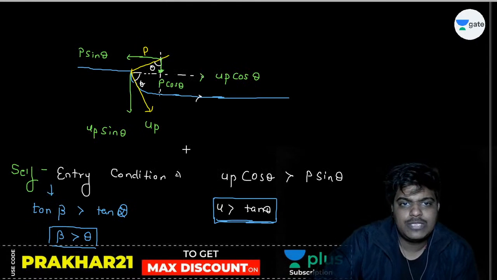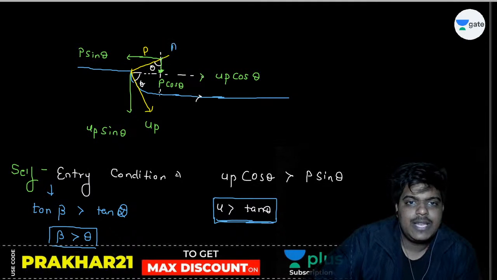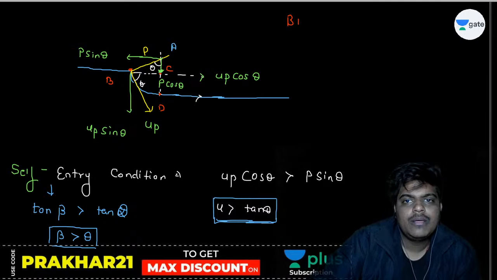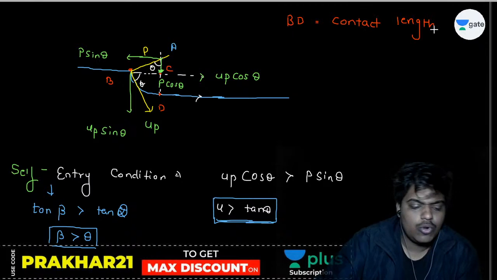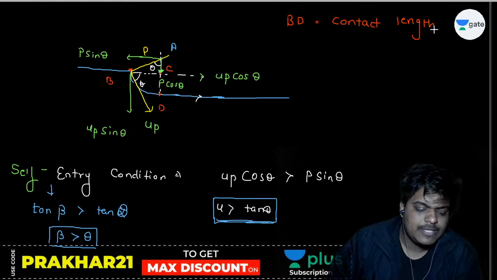Let us come back to this triangle. Let this point be A, let this point be B, let this point be C, and this point be D. Can you say BD is equal to contact length? BD is equal to contact length. Yes or no? BD can be said to be the contact length.